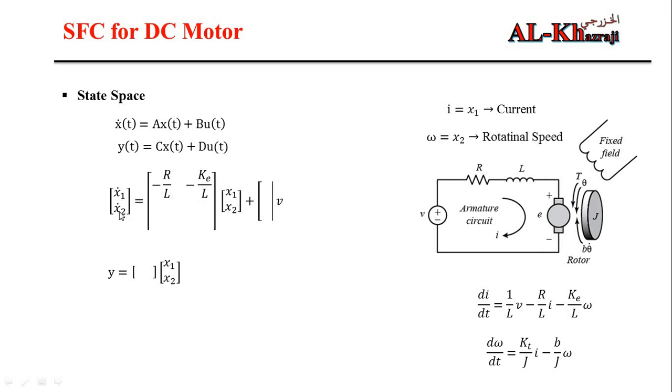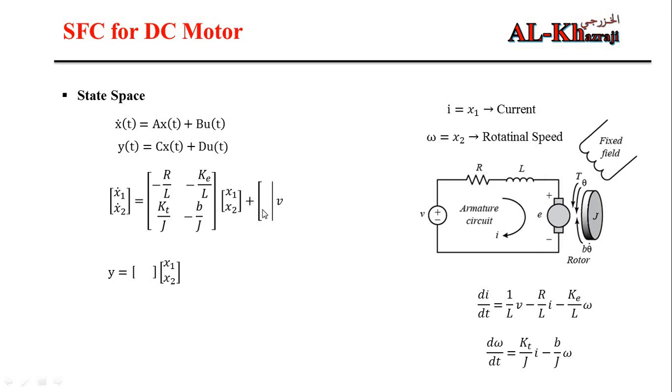Now, the derivative of omega: what's the relationship between the derivative of omega and x1, which is the current? This is the derivative of omega and this is the current. So we have Kt over J. And the relationship between the derivative of omega and omega is minus B over J. So this is the matrix A, which represents the relationship between x dot and x.